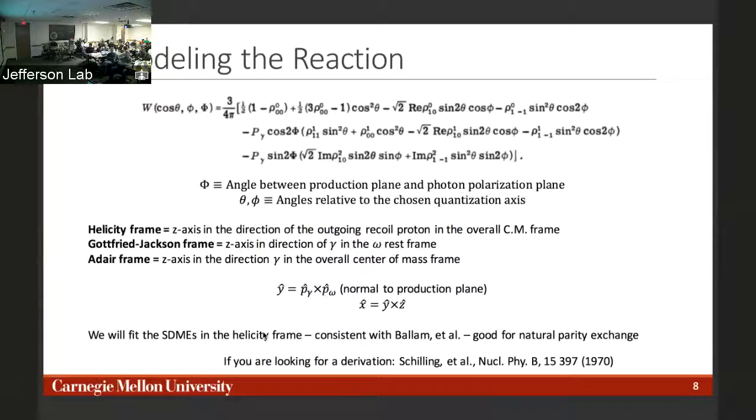So there are other frames that are useful for other things. The Gottfried-Jackson frame, where the z-axis is in the direction of the photon in the omega rest frame, is more useful if you have a case where you have pion exchange. There are other frames you can use as well. The y-axis is the normal to the production plane, and then the x is just gotten from the other two.